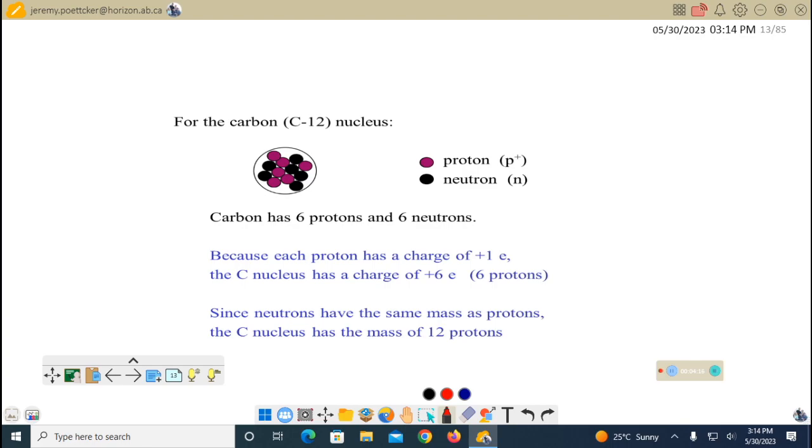Which means, of course, that Z is equal to 6. And the nucleus itself has a charge of positive 6. So there's 6 protons inside. And since neutrons have the same mass as protons, the carbon nucleus has a mass of 12 protons.